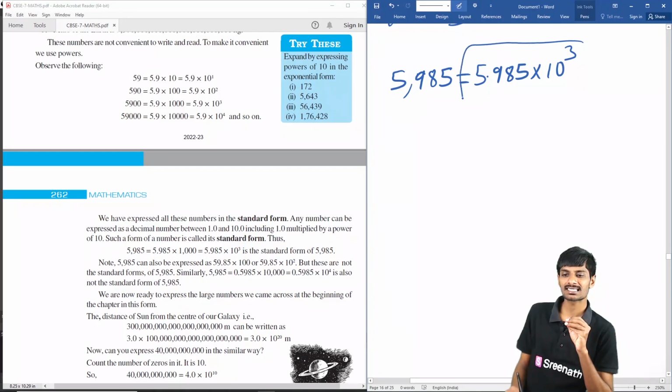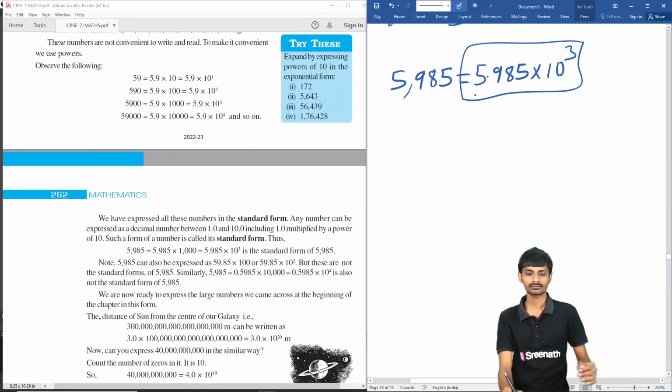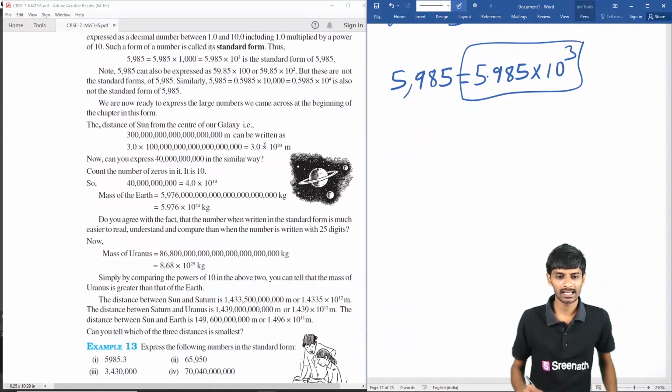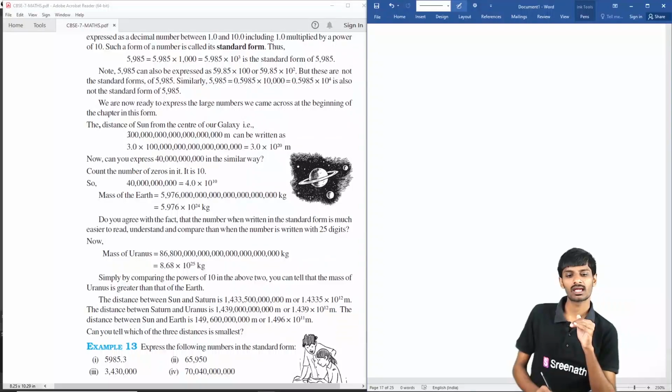10 cube. So it is the standard form. To the left of the decimal, only one digit exists, and all the terms there must be 10 to the power something. So if you go on doing like that, we can write this distance of the sun from the center of our galaxy, this big number, as 3.0 into 10 to the power of.